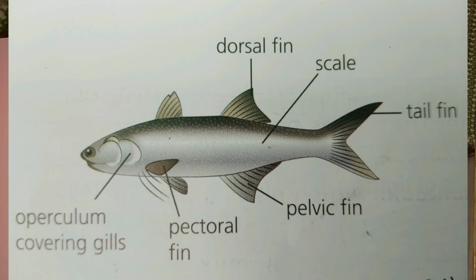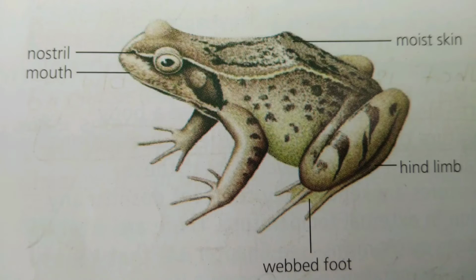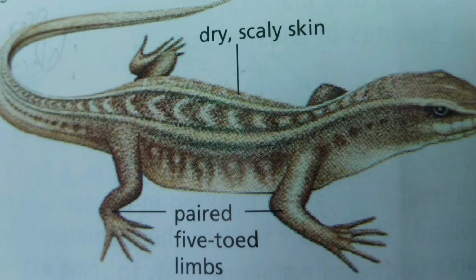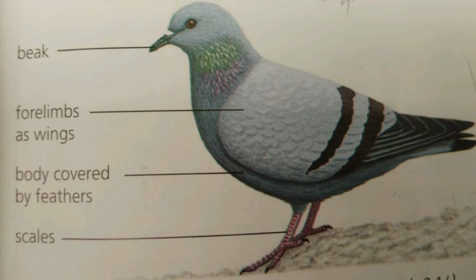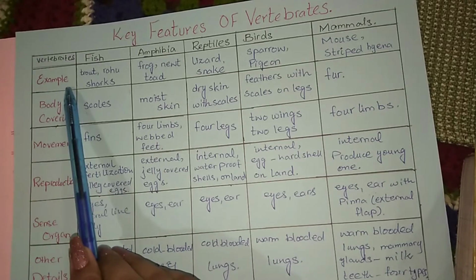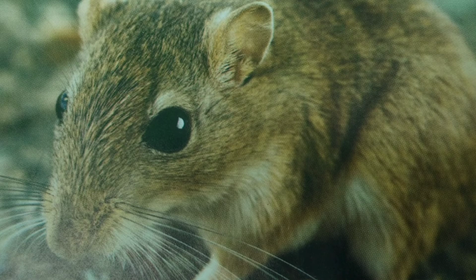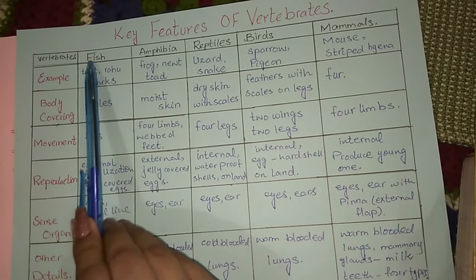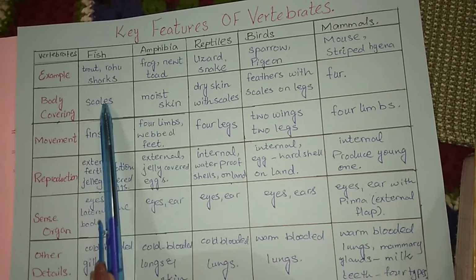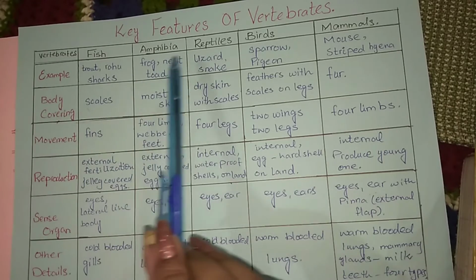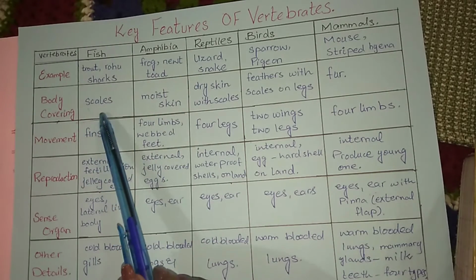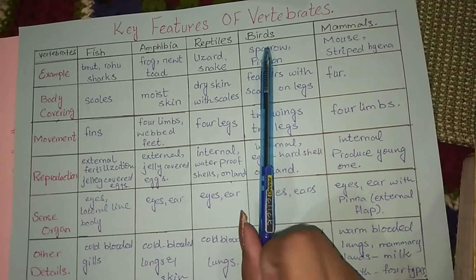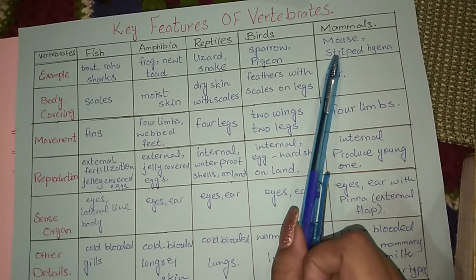Classes of vertebrates are fishes, amphibia, reptiles, birds, and mammals. We have to talk about all these classes of the vertebrates. First we discuss examples of each class. Examples of fish: trout, rahu, and sharks. Amphibia: frog, newt, and toads. Examples of reptiles: lizards and snakes. Birds: sparrow and pigeon. Mammals: mouse and striped hyena.